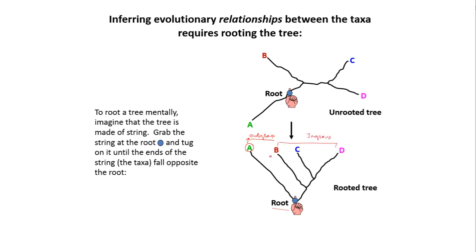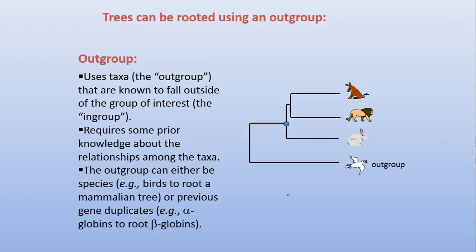Okay, so in this way you have two types of groups in your phylogenetic tree: what we call the in group and what we call the out group. The out group is used to root your phylogenetic tree. Okay, so this is what we were talking about, that out group.